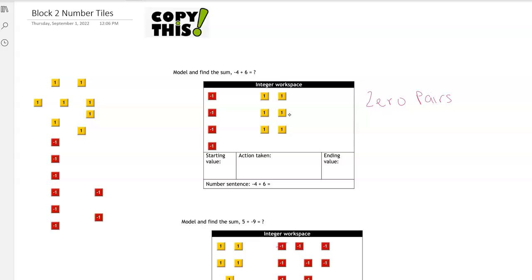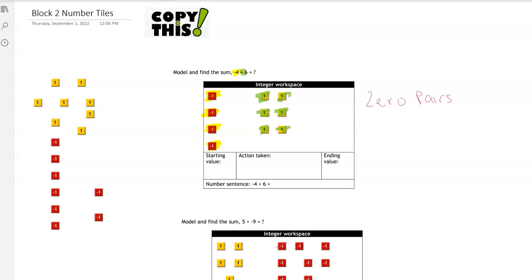So in this box, we are going to do 4 -1s. There's 1, 2, 3, 4. And you're going to do 6 positives. 1, 2, 3, 4, 5, 6. So make sure you pause the video and you add this to your notes.